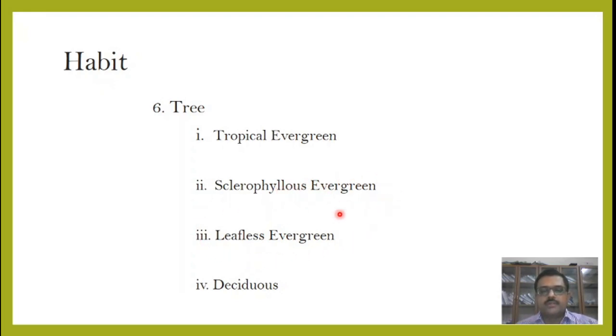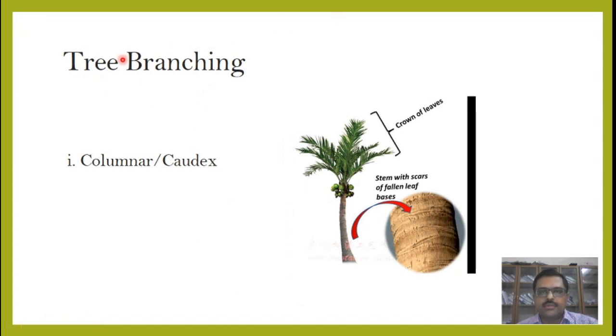There are leafless evergreen stems, which are stems in which the leaves are replaced by other green structures. There are deciduous stems in which the leaves are shed off. The leaves, according to the change in climate, get shed off. In some regions it may be in the autumn season. In tropics we find this characteristic during summer season. So these are stems according to their habit.